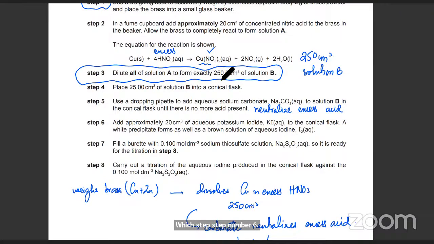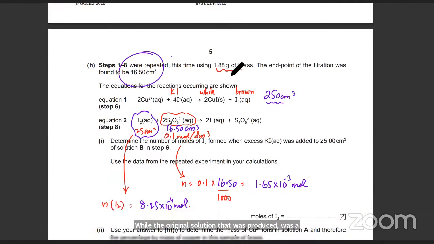As solution A was diluted, it was a 250 cm3 solution to start with. He did all the reactions, he added KI, etc. But when he was titrating, he was only using 25 cm3 of solution B in the conical flask. Let me look at this in order first. Dilute solution A. He's doing everything for 25 cm3, while the original solution that was produced was 250 cm3. So all the moles that we are calculating are for the titration part.